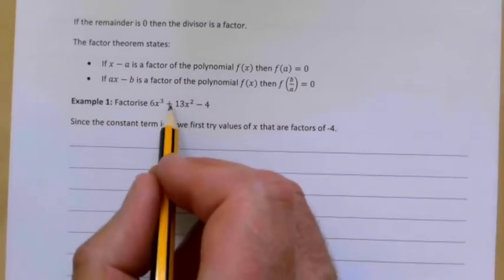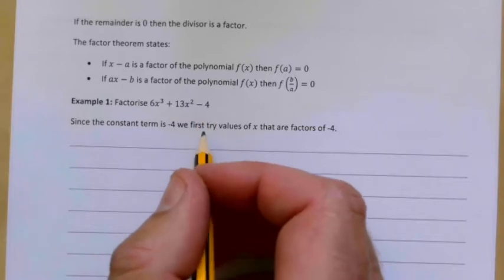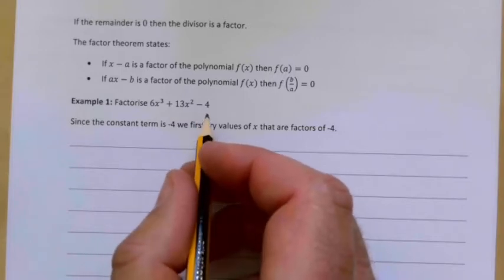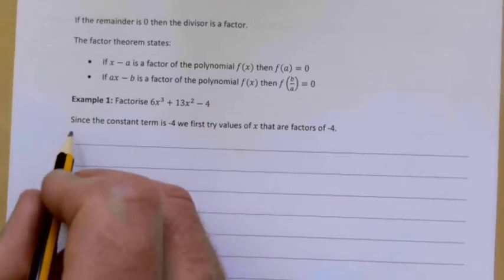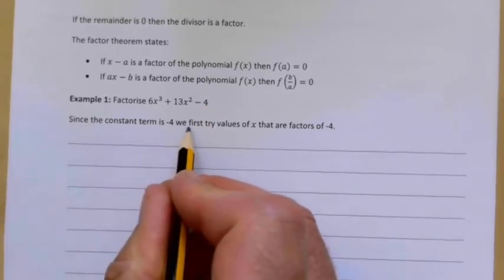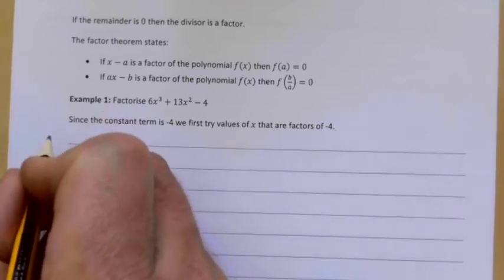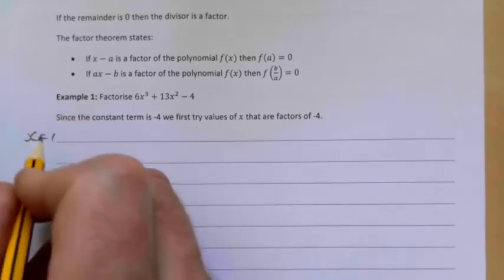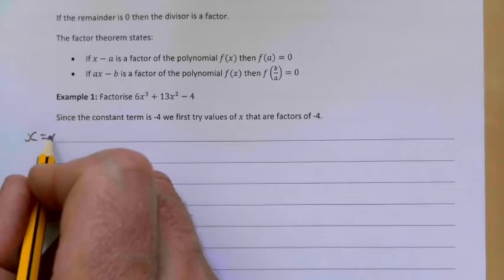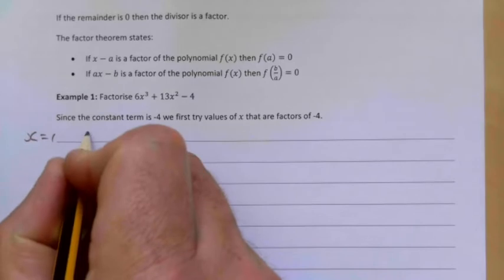Factorize 6x cubed plus 13x squared minus 4. We start to guess things that might be factors. And your best thing is to try x plus or minus 1, x plus or minus any factor of minus 4. So since the constant term is minus 4, we first try values that are factors of minus 4. So I'm going to try the most straightforward one. Let's try x equal 1. So if x equal 1 would work, then it would be x minus 1. So let's try subbing the number 1 in.